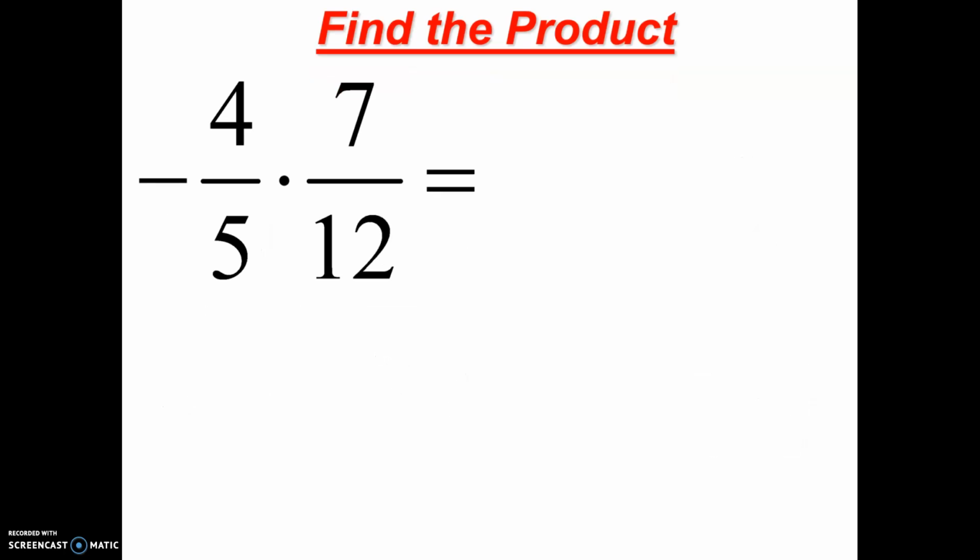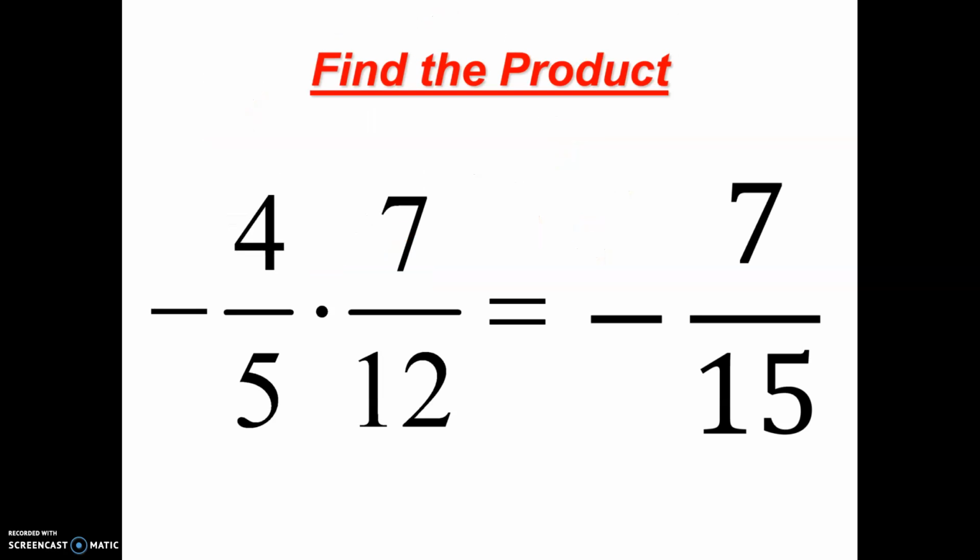All right, let's keep going. Pause the video as needed. Let's look to see if we can cross cancel. Can we? Not here, but here we can. A common factor. 4 goes into 4 one time, and 4 goes into 12 3 times. Now we multiply straight across. 1 times 7 is 7. 5 times 3 is 15. But notice same sign, positive, different sign, negative 7 over 15.